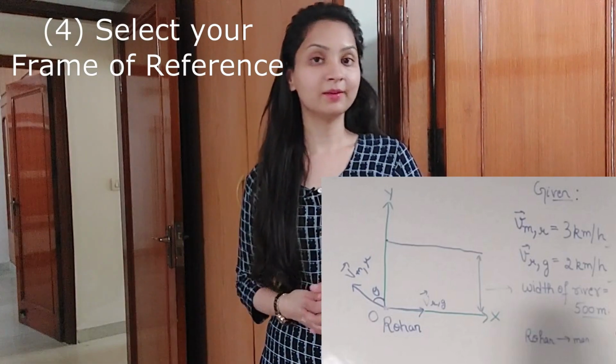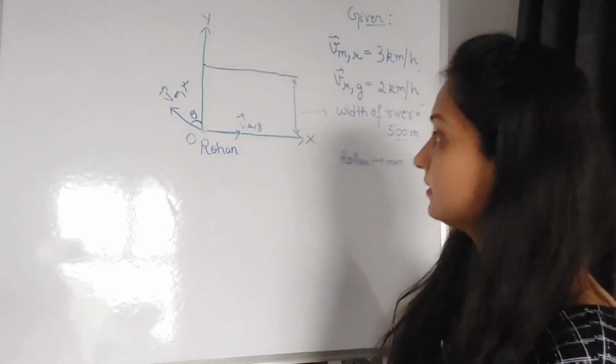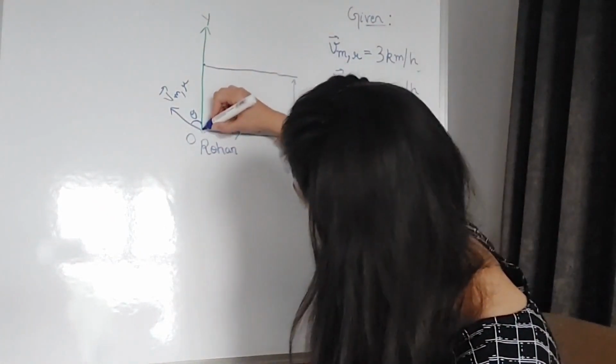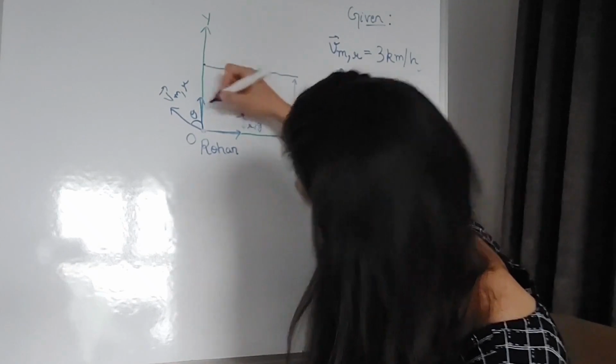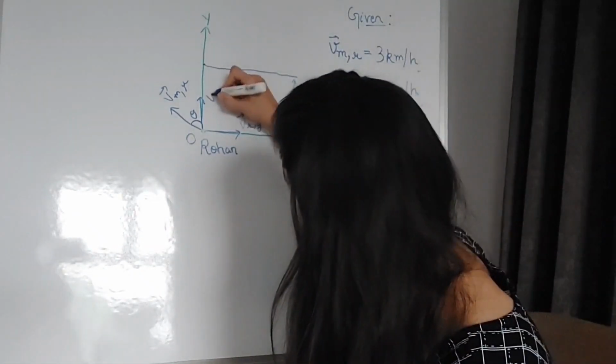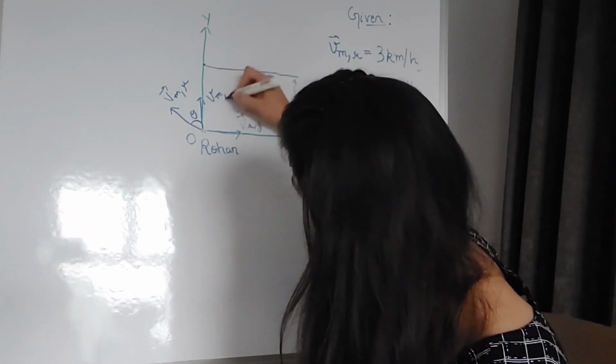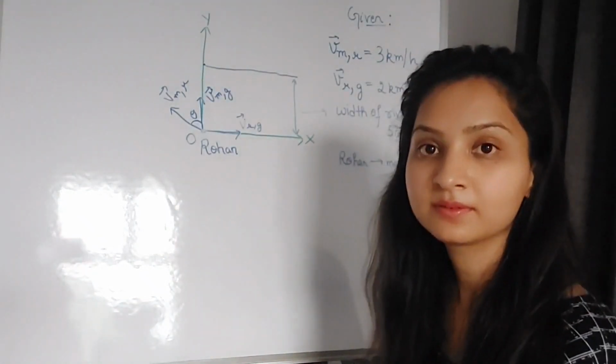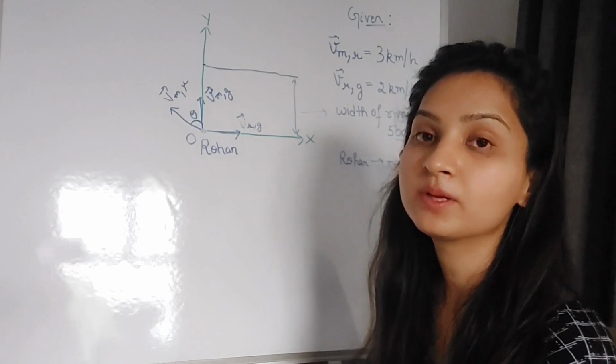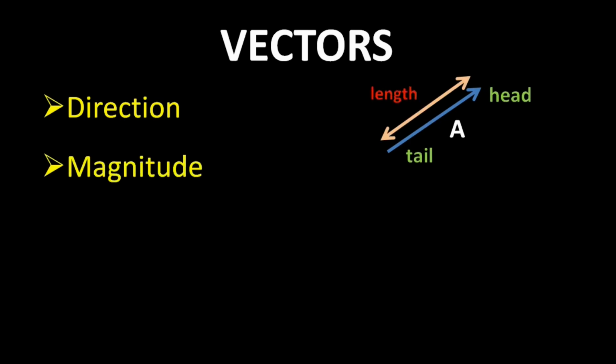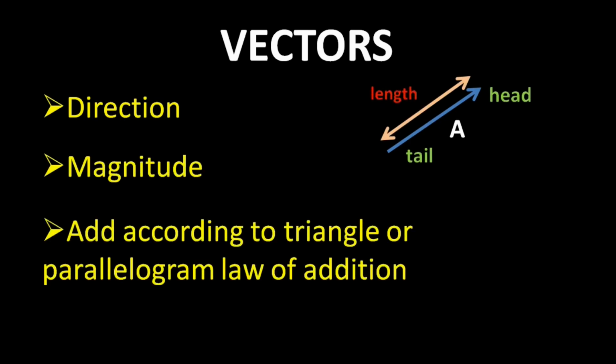So this is clear? Okay, so now if this is clear, I want the resultant of this, that is, the velocity of man with respect to ground, to be in the y direction. I want the resultant to be in the y direction. You know, velocity is a vector. It has direction and magnitude, and vectors add according to the triangle law of addition.